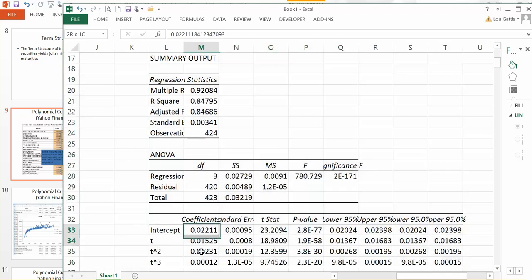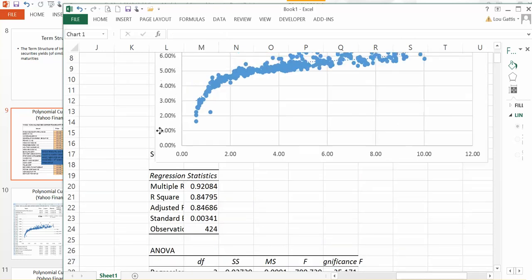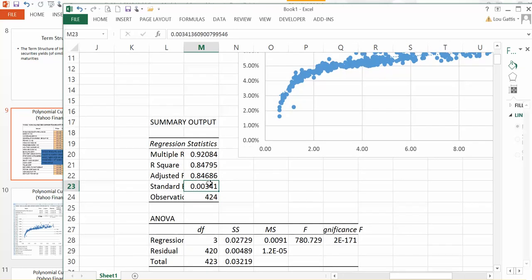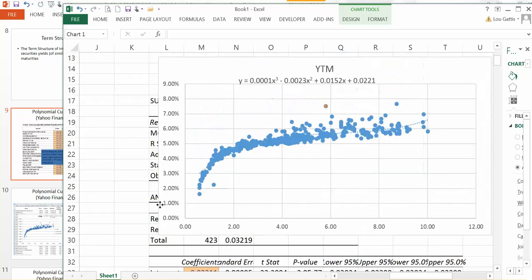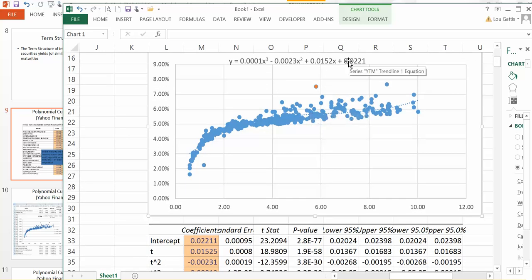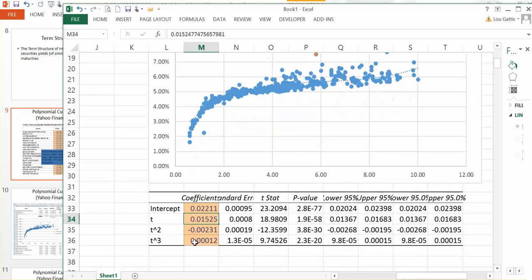And here are my equation parameters. Let me bring the graph over just to show you too. Notice this regression explains 85% of the variation in yield. So it explains a lot of the variation in yield. And you can see the equation: 0.0221 is the intercept. Actually, this shows a lot more decimal places. That's why you always use the regression output before proceeding with this exercise. Don't use this equation, there are just not enough decimal places. Plus 0.01525 times t, plus negative 0.00231 times t squared, plus 0.00012, again there are a lot more decimal places in there, times t cubed.